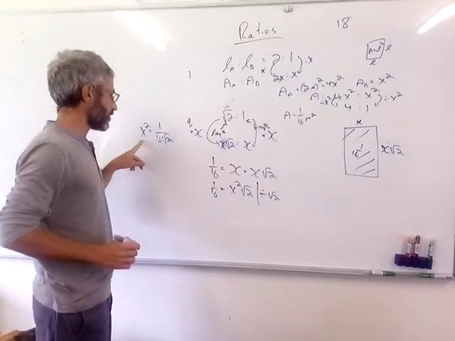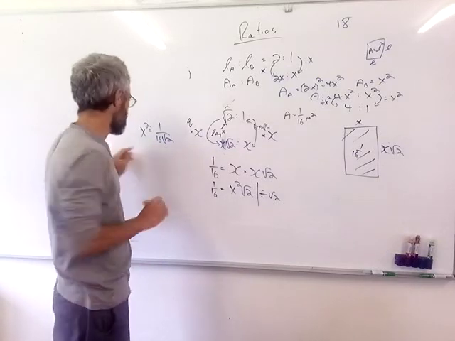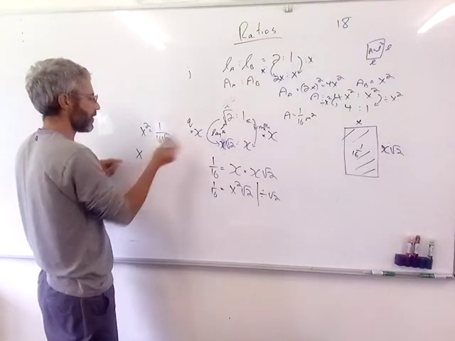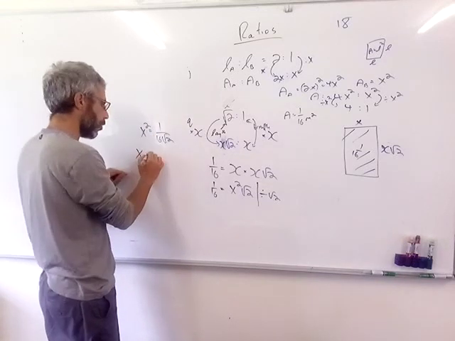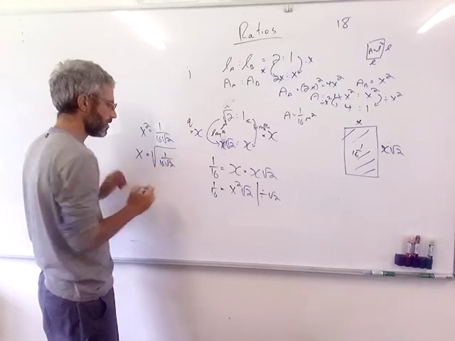Now, I don't want to know what x squared is. I want to know what x is. Okay? So I'm going to find x. So how do I go from x squared to x? I square root it. So I must square root the whole thing. Square root of 1 over 16 square root of 2.